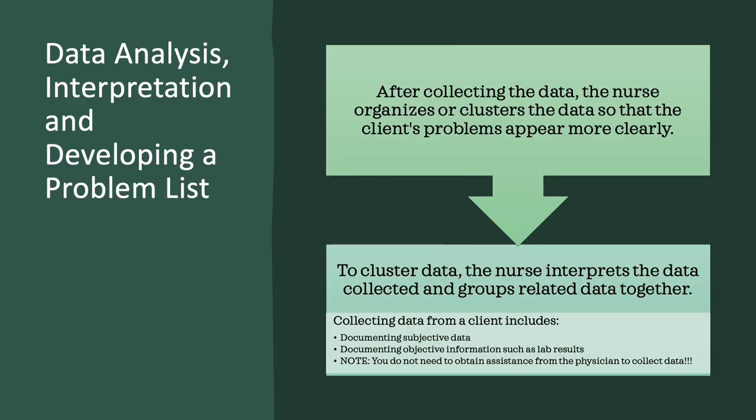So when we talk about data analysis, interpretation, development of problem lists, we need to understand that data analysis is a cumulative mashup of subjective data, objective data, and any other information in between. Okay, so when we're doing data analysis, we're going to cluster all of the data together versus just having separate forms of data, aka subjective data over here, objective data over here.